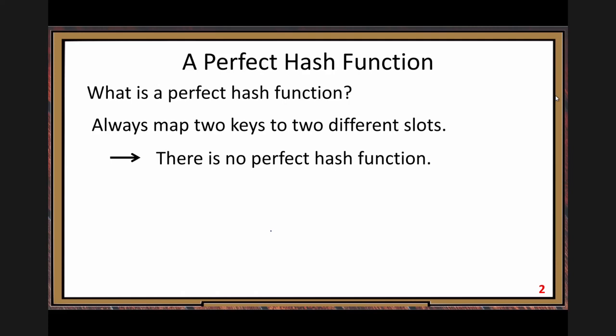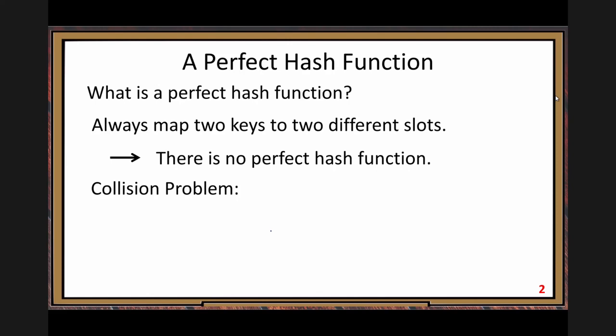Any hash function, people can try very hard, you make a hash function, then you need to consider the situations. 2 different keys could be mapped to the same slot. That could happen, okay? So if that happens, we get a collision problem. 2 hash keys are mapped to the same slot, so it's a collision problem.